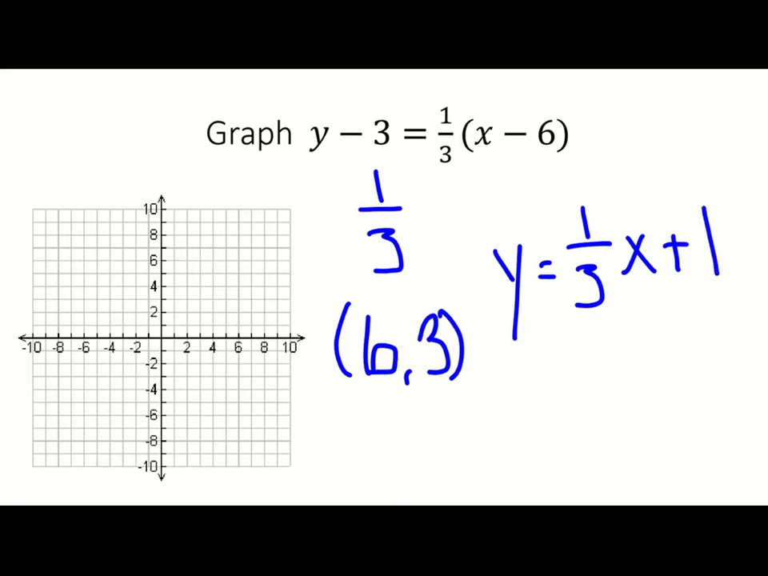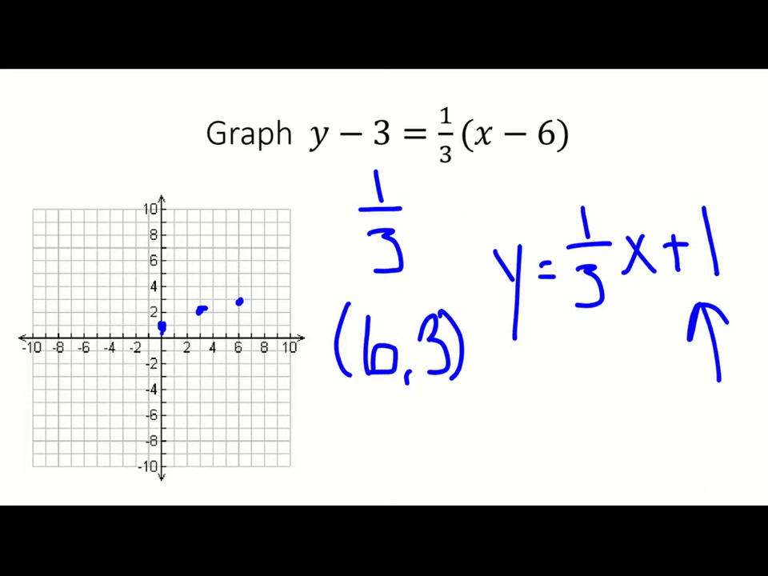So when I graph this, I'm going to use my y-intercept, and I'm going to start by plotting my points at that value. So on the y-axis, I'm going to put a point at 1. And then from that point, I'm going to count my slope, which is 1/3. So I need to rise 1 and run 3 and put a point in that general location. And then I need to count that one more time. So rise 1, run 3, and plot a point.